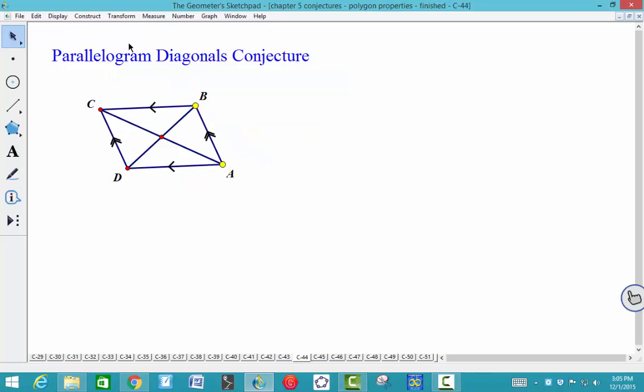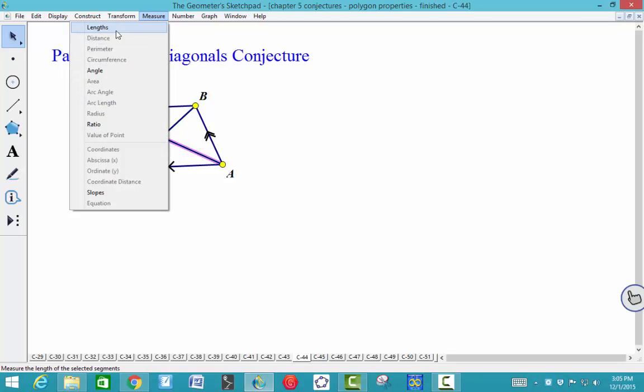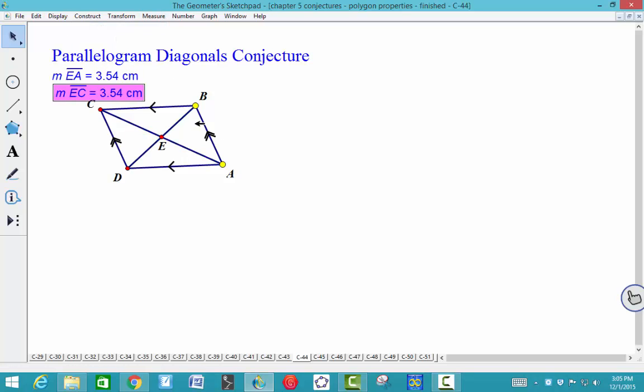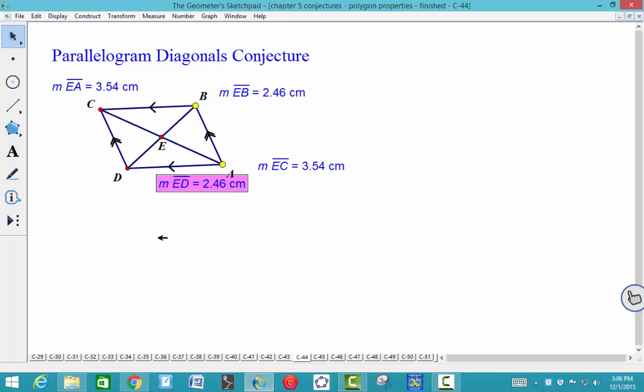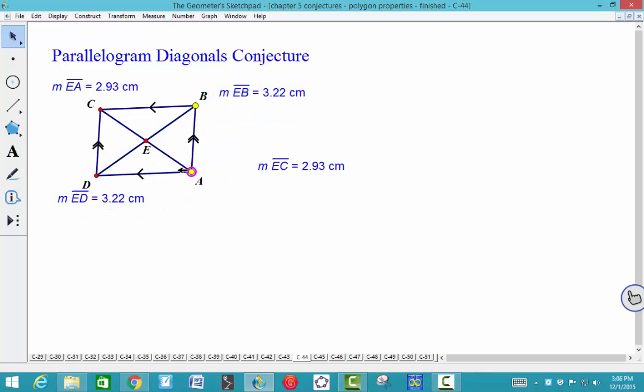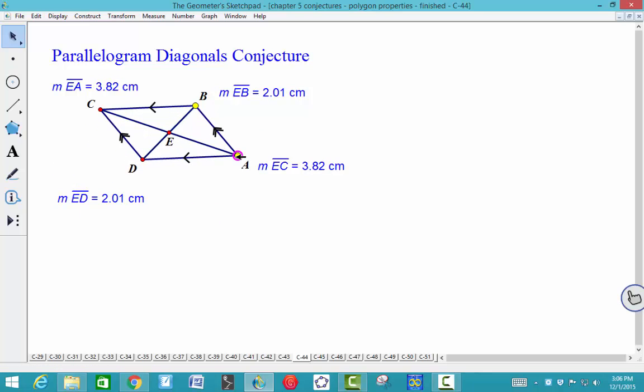And our final conjecture, the parallelogram diagonals conjecture. What this states is that the diagonals of a parallelogram bisect each other. So what we're going to show is that these two segments are congruent. So measure the lengths. And we're also going to show that these two segments are congruent. Measure the lengths. So again, the diagonals of a parallelogram bisect each other.